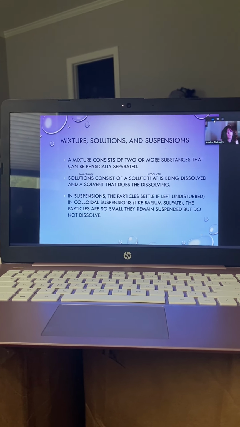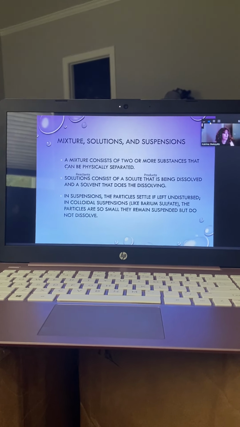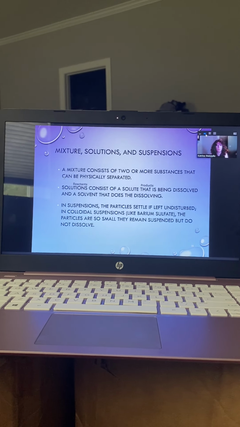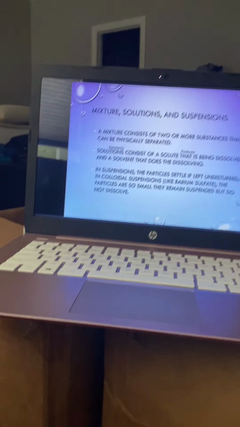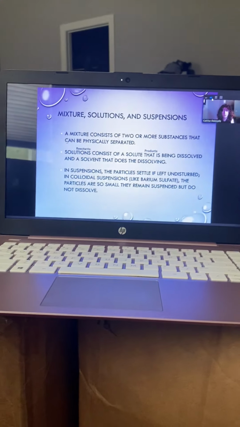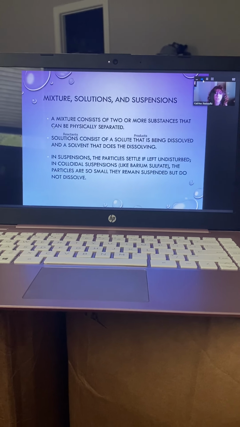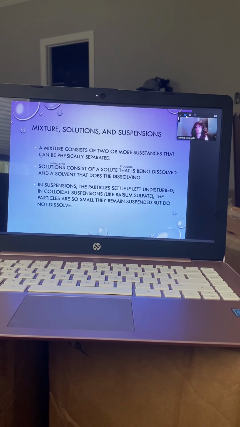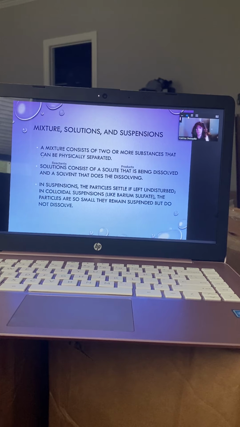So going back to that, when we talk about mixtures, a mixture can be two or more substances. So here's a couple more definitions for you. A mixture is two or more substances that can be separated out.